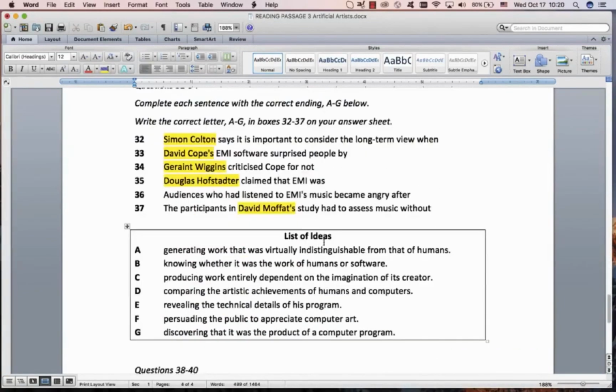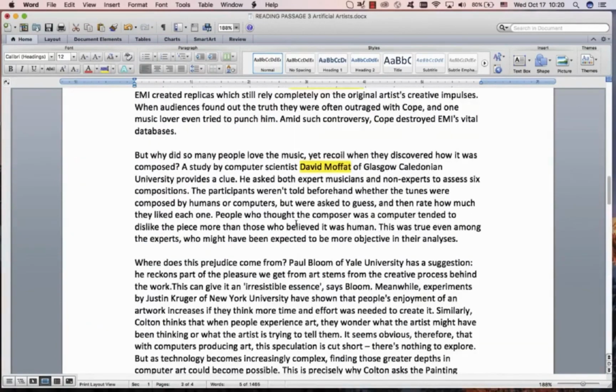Normally I would skip that because I'm just going through them, but I think it's quite clear that we're comparing and we must consider the long-term view when we compare. So I'll just go ahead then and fill that one in. And remember then to delete it. Right, next. This software surprised people by... What did it do? How did it surprise people?